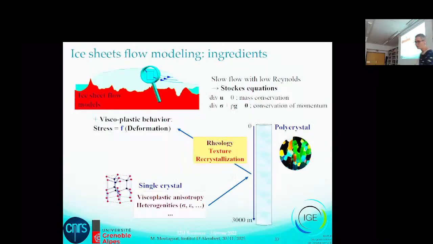Okay, so to finish with, maybe let's go back to modeling. As you've seen, we are able to study at the polycrystal scale and even at the smaller scale the mechanism of textures, the mechanism of recrystallization, and then we have to transform that in order to put that into some rheological flow laws so that we can feed the large-scale flow modeling. We are not that far so far, but we still lack some information.